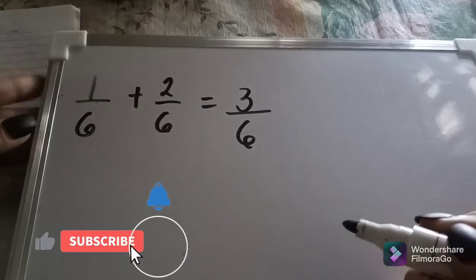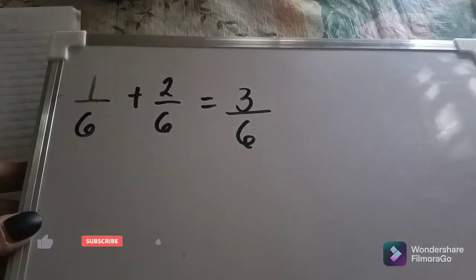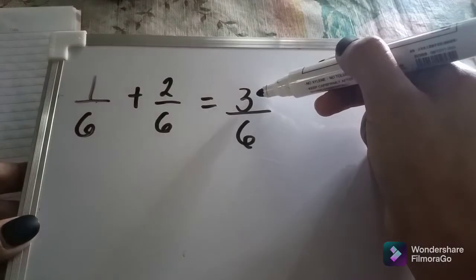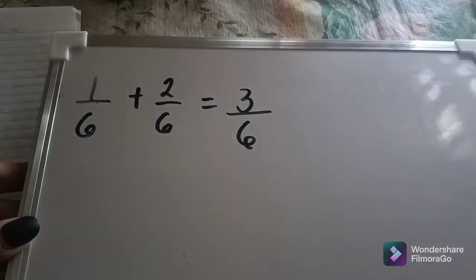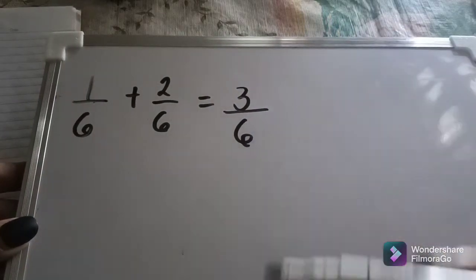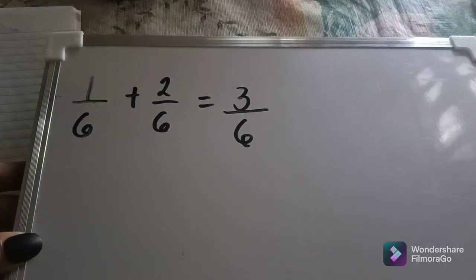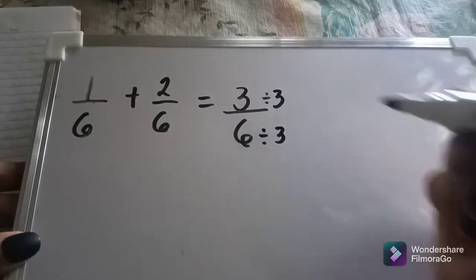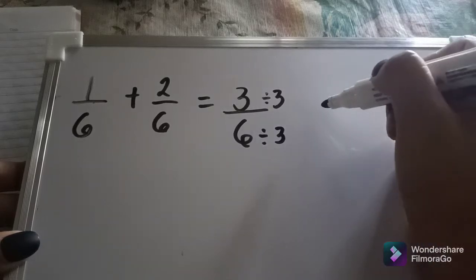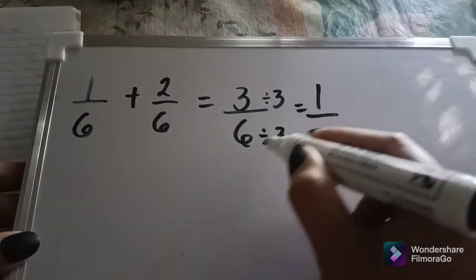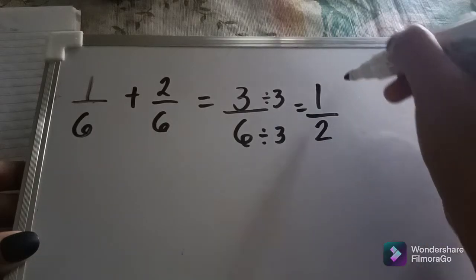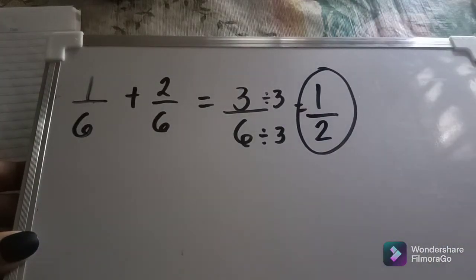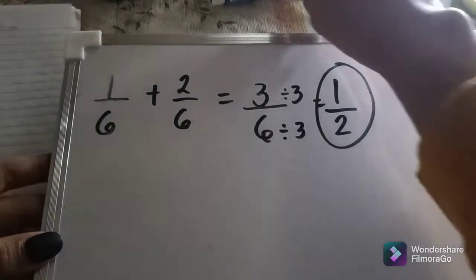Now, before we end, we have to simplify the answer we got here, okay? So we have to think of a number that can divide both the numerator and the denominator. So think of a number that can divide 3 and can divide 6. So yes, very good. 3. We can try here. 3. Okay. So 3 divided by 3? 1. Okay, we got 1. And then 6 divided by 3? 2. So this is our final answer. 1/2.